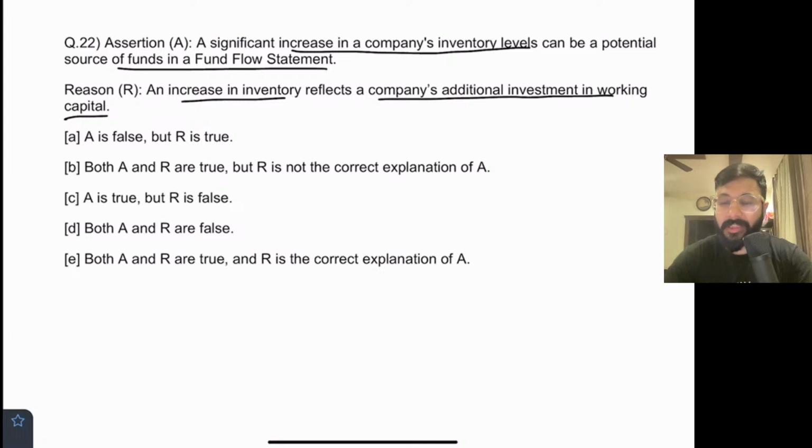इन्वेंट्री बढ़ी तो फंड बढ़ जाएंगे? नहीं. इन्वेंट्री बढ़ेगी तो फंड्स कम होंगे. तो ए तो गलत हो गया. राइट. An increase in inventory means that the company is going to invest more in working capital. Yes, that is going to happen. Inventory is working capital. So second is correct. First is incorrect. So the answer is A is false, but R is true.